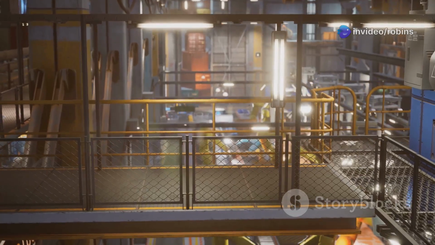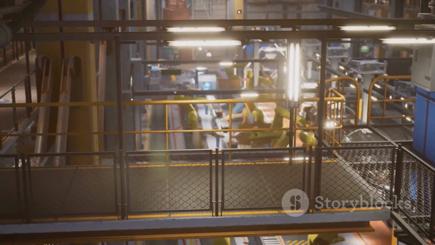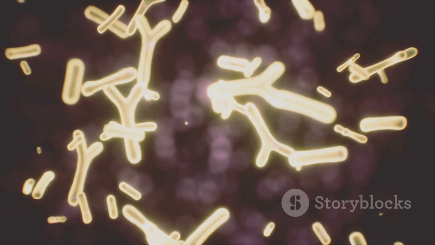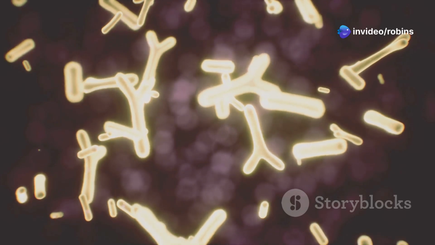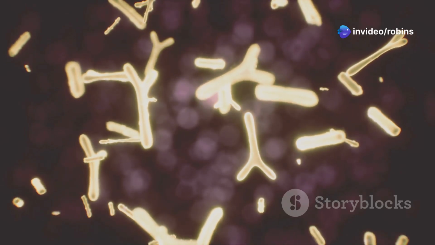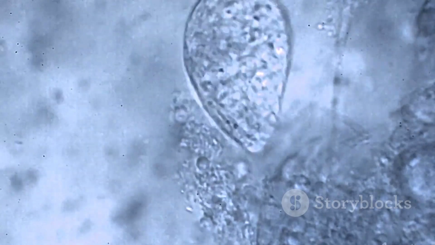It's like comparing a factory that makes its own power to a car that needs to refuel at a gas station. By looking at their cellular structures, we can unlock the secrets behind the vast and wonderful diversity of life on our planet. It's a microscopic showdown with massive implications for how our world works.